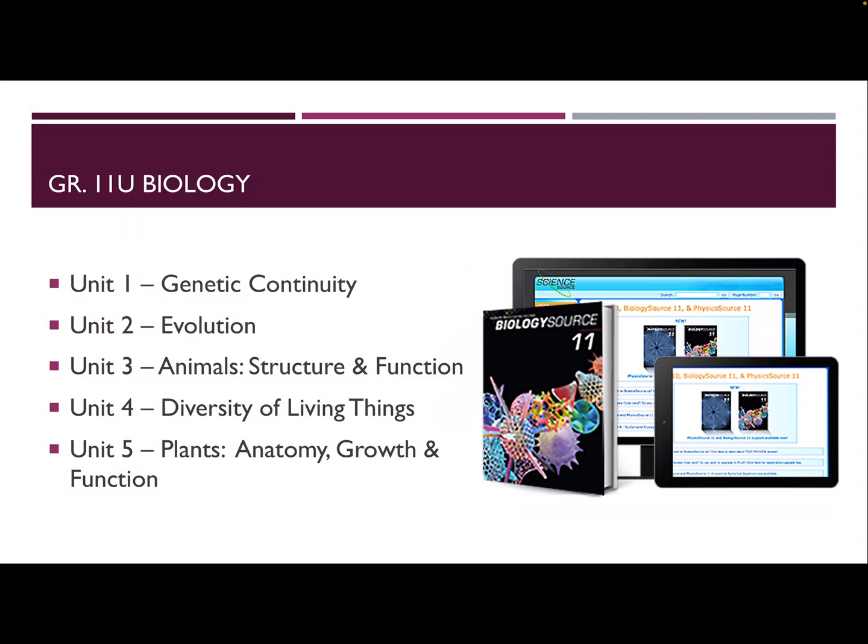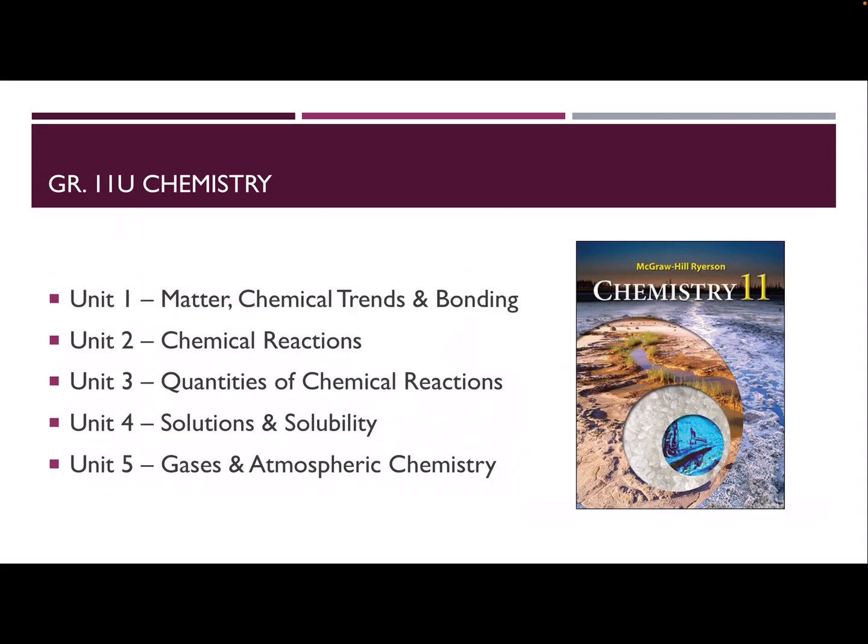In our animal structure and function unit, we focus on different systems such as the circulatory system, respiratory system, and digestive system. We have a unit on diversity of living things, and finally a unit on plants. That's the textbook that we use, as well as the web version companion book for students.